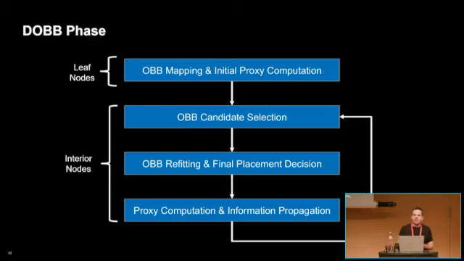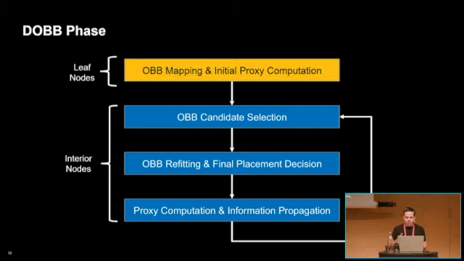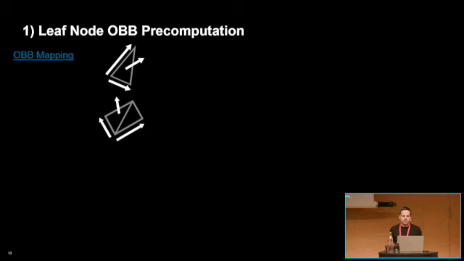Then you do a refitting and decide whether you finally want to construct those. And the proxy computation is needed because when you go up the tree, you need some representation to refit your bounding boxes. So I'm starting with the first step here at leaf nodes. How does the OBB mapping basically work?